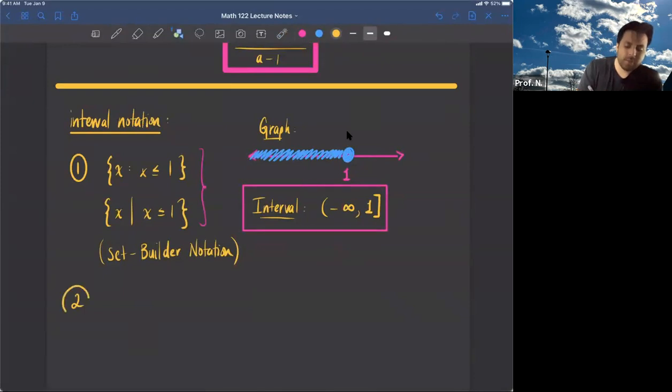So if we look at number 2, we get x such that -2 less than x, pardon me, it's not less than or equal to, it's just less than x less than or equal to 1. Now what would be the graph of this? What would be the graph?